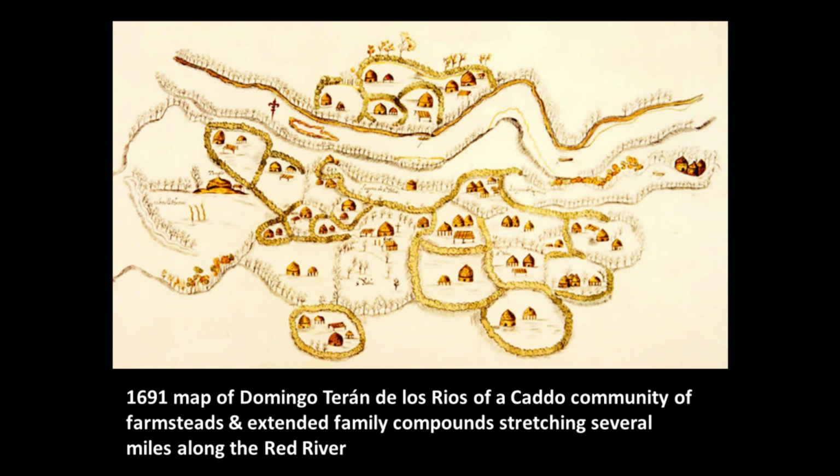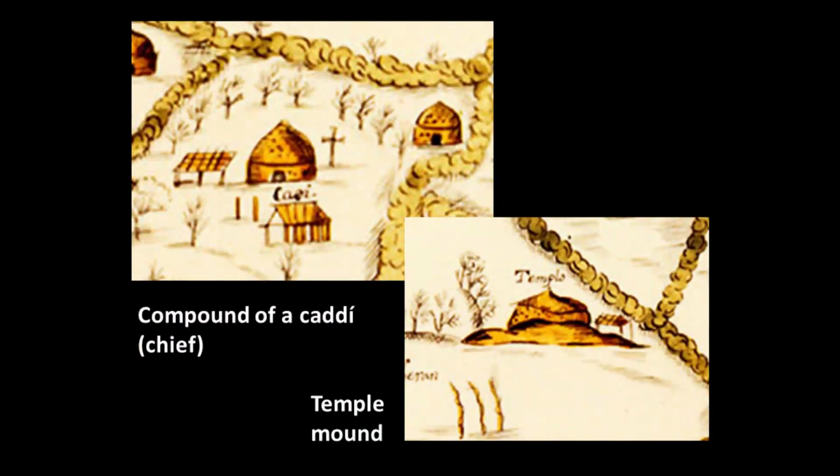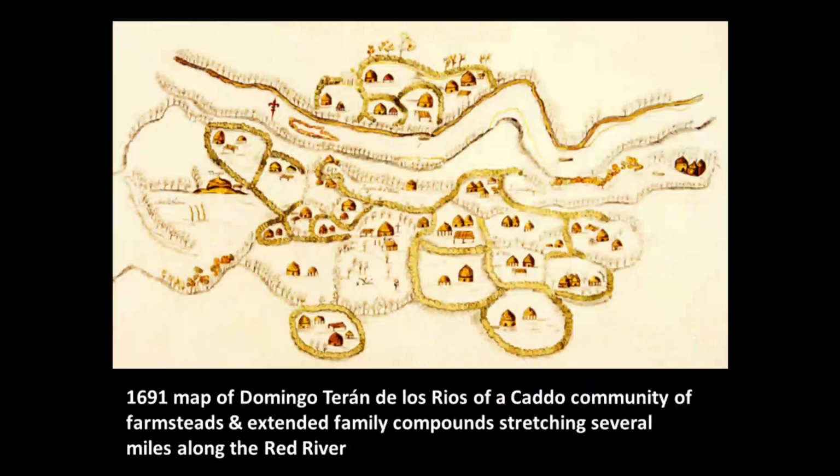The Caddo also had warriors so powerful that all their neighbors feared them. They were so highly organized that they had a hierarchical governing system. And here you can see, if we zero in on that map again, the compound of the paramount chief and the compound of the paramount spiritual leader, the Xinesi, at the Temple Mound. And then I'll go back here.